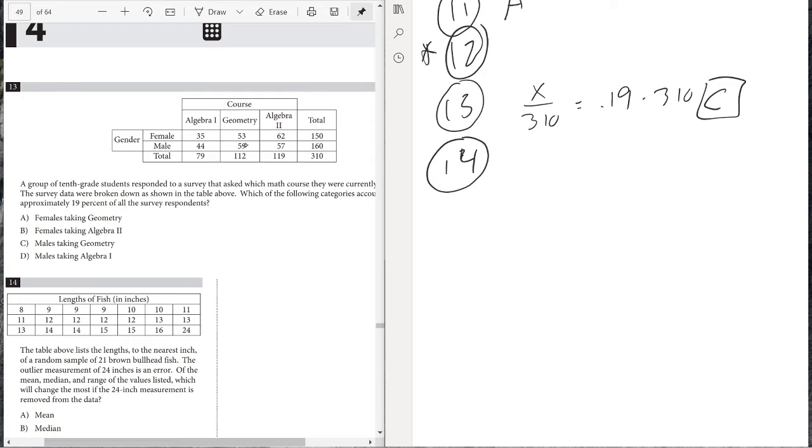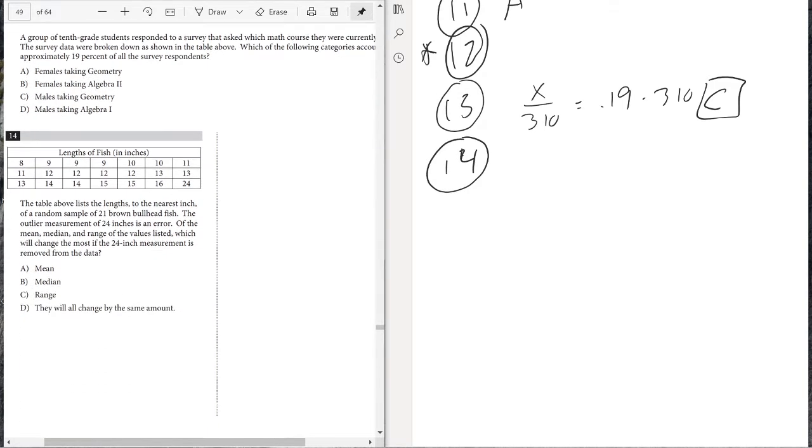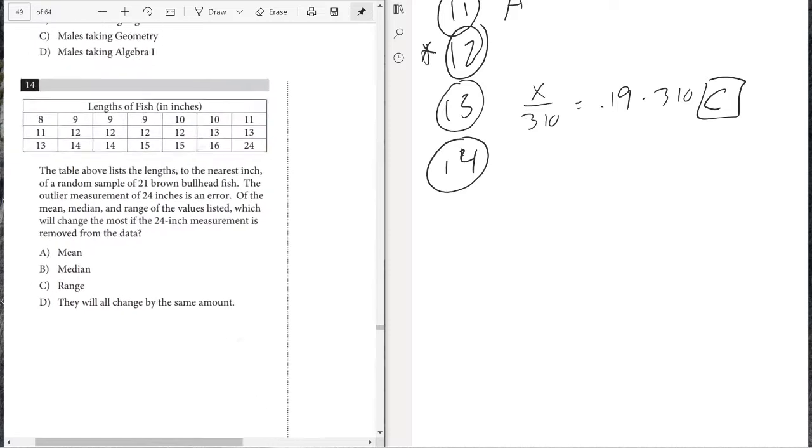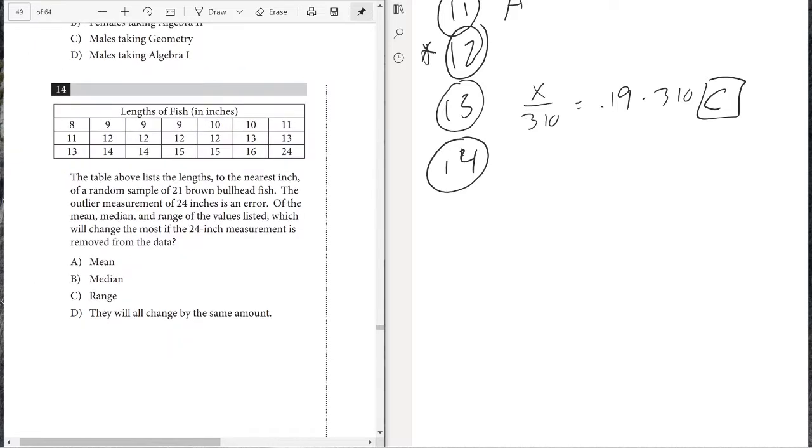Cool. All right, so 14. Lengths of fish. 21 brown bullhead fish. That's oddly specific. Outlier measurement of 24 inches is an error. Okay, but I mean, that seems like it'd be an error. It's a really big fish. It's one of those "my fish is this big" stories.